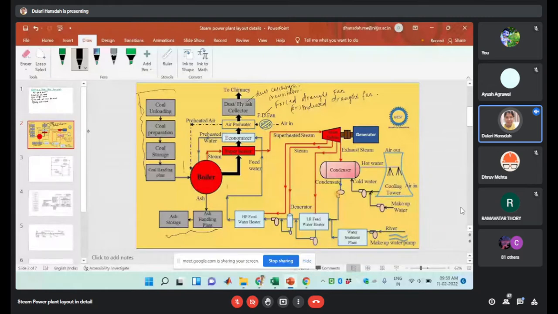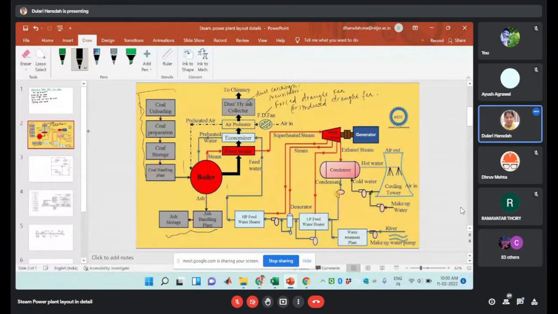Deaerator, I have already told you what the function of the deaerator is. It will remove the dissolved gases. Then it will go to the high pressure feed water heater with the help of another pump. Then the temperature of the condensate will increase up to a certain limit. Then it will go to the economizer. In the economizer, it will exchange heat with the flue gases. The feed water temperature will increase, and it will be preheated water. Then it will be given to the boiler.